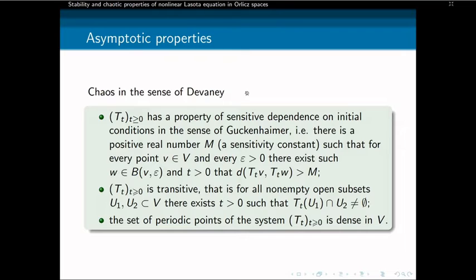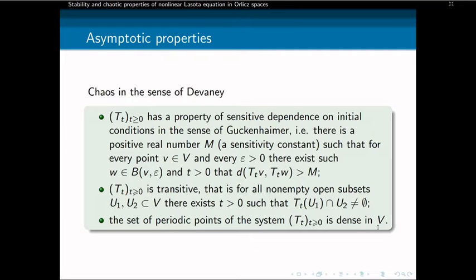According to the original Devaney's definition, dynamical system T is chaotic if it has the property of sensitive dependence on initial conditions in the sense of Guckenheimer, T is transitive, and the set of periodic points of the dynamical system T is dense in the space.